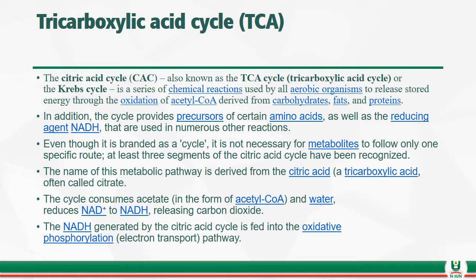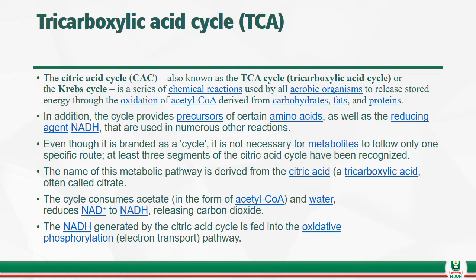The citric acid cycle, also known as the TCA cycle, tricarboxylic acid cycle, or the Krebs cycle, is a series of chemical reactions used by all aerobic organisms to release stored energy through the oxidation of acetyl-CoA derived from carbohydrates, fats, and proteins. In addition, the cycle provides precursors of certain amino acids, as well as the reducing agent nicotinamide adenine dinucleotide (NADH), that is used in numerous other reactions. Even though it is branded as a cycle, it is not necessary for a metabolite to follow only one specific route. At least 3 segments of the citric acid cycle have been recognized.